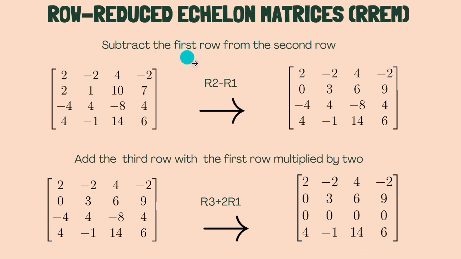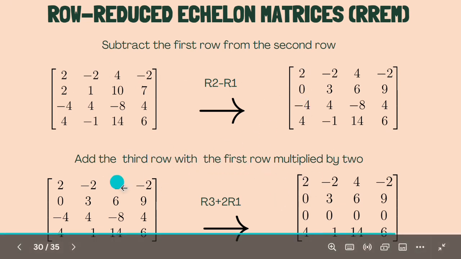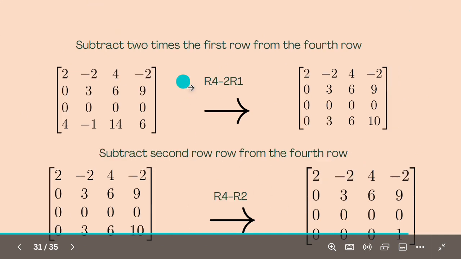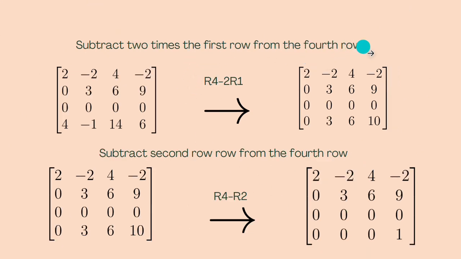First, subtract the first row from the second row. So we take the second row and subtract the first row, so we get 0 under the 2. Then add the third row with the first row multiplied by 2. So we multiply the first row by 2, and then we add it to the third row. So we get 0 under the 2 in the third row. Next, subtract 2 times the first row from the fourth row. So we multiply the first row by 2, and then subtract it from the fourth row.